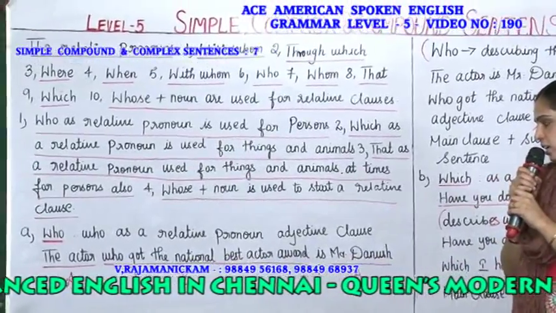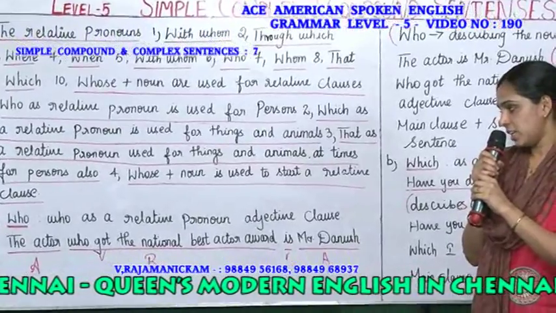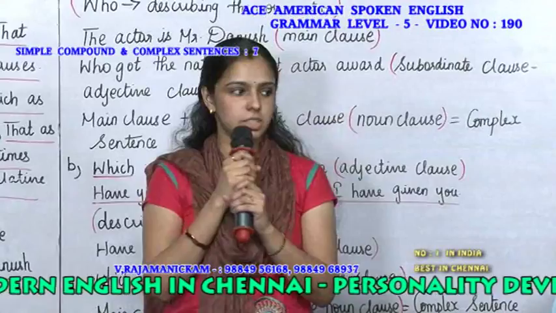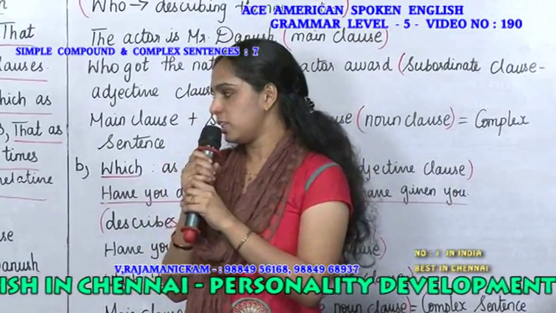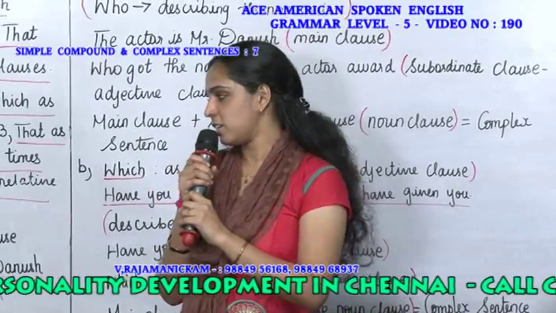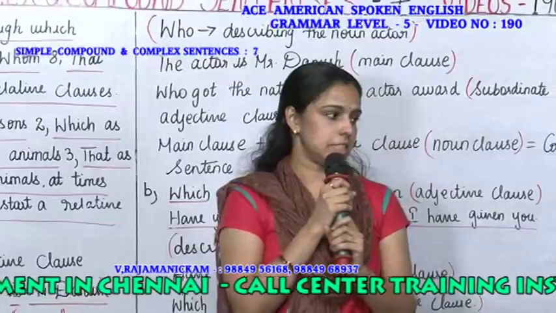Actor is Mr. Dhanush gives a complete sense. And the description about Mr. Dhanush is who got the National Best Actor Award. It comes in a sentence, right? Okay. So it becomes a dependent sentence. So both the dependent and main sentence join together to form a complex sentence.